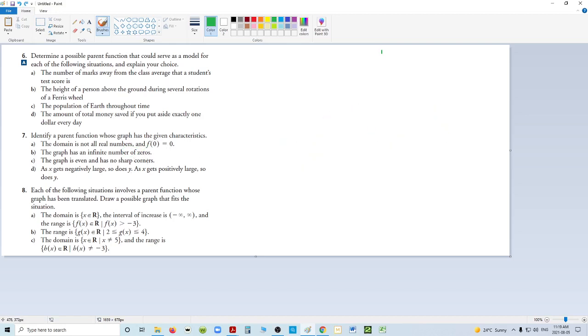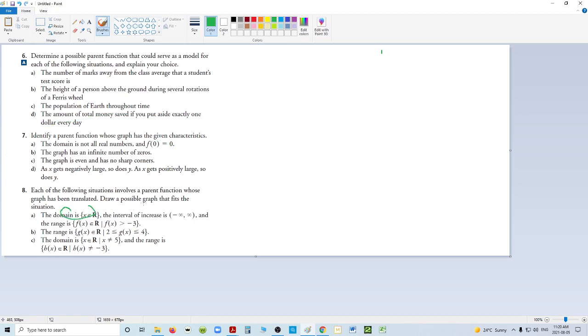The graph is even and has no sharp corners. Is even, so parabola. And as x gets negatively large, so does y. As x gets positively large, so does y. So that would be a straight line. Now, the question is, are they talking about one function here? I don't believe they are.